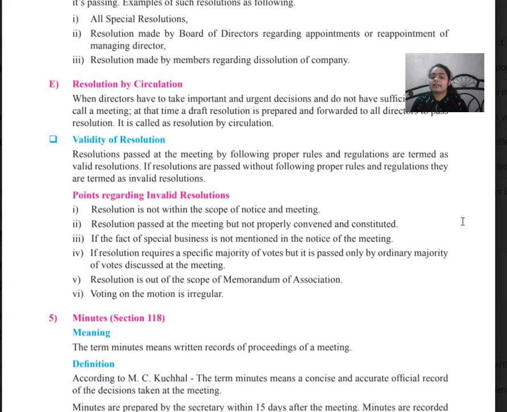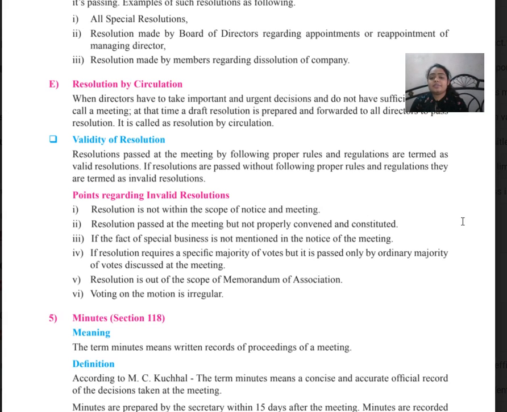So, in that case, that resolution shall be invalid. Then, if special business is not mentioned in the notice of the meeting. Then, if resolutions require a specific majority of votes, but it is passed only by ordinary votes, then the resolution is not valid. Then, if the resolution is not in the scope of the memorandum of association.